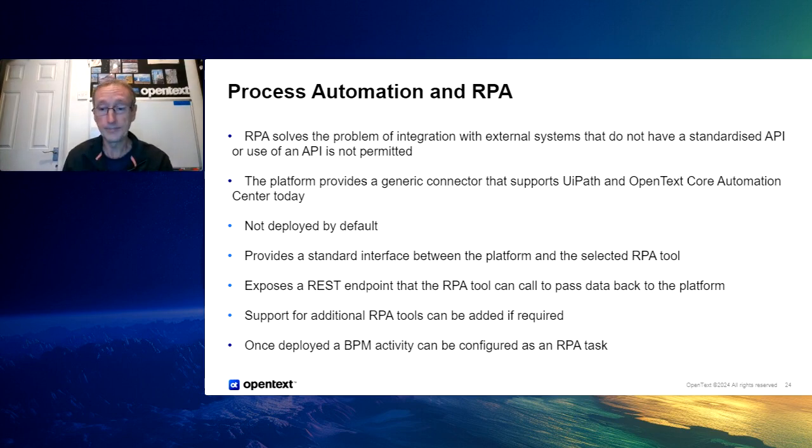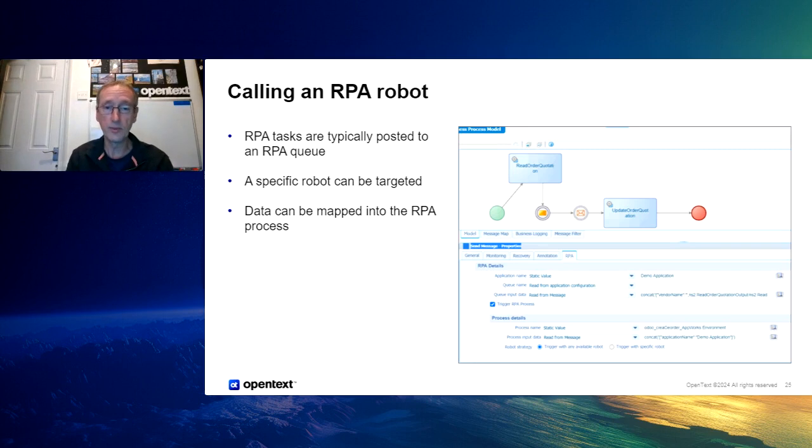So what does that look like in practice? Once you've deployed it and configured your connector to your UiPath system or your Automation Center, you get this option in the workflow tool in process automation to call RPA. You'll see in the screenshot we've got a simple process that reads some order details from a quote in process automation. We have a message task, a signal task, that is an RPA task. And the RPA task is calling a particular RPA system. In this case, it's called demo application. That's what the connector is configured with.